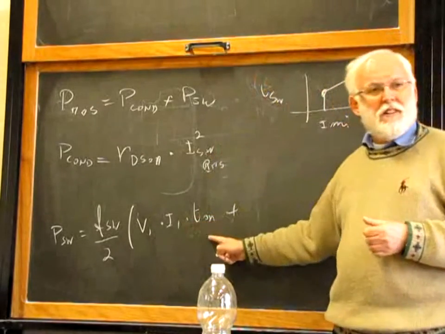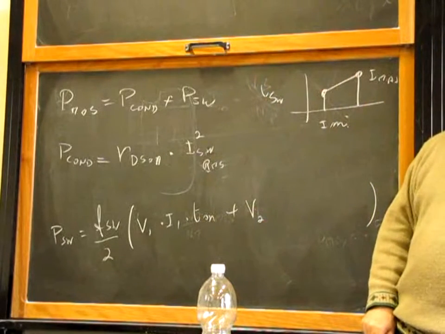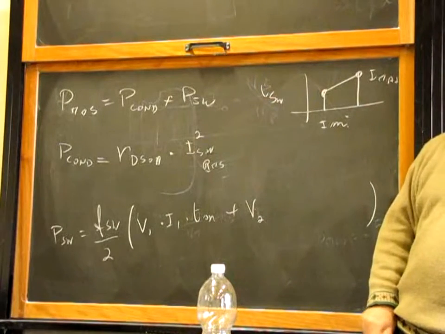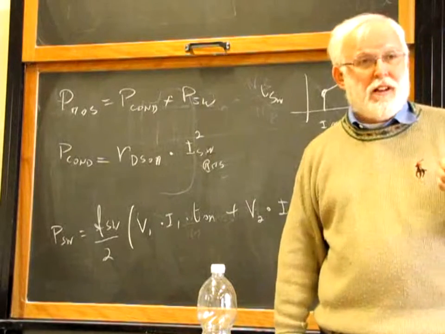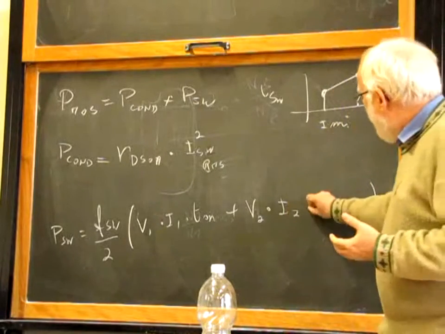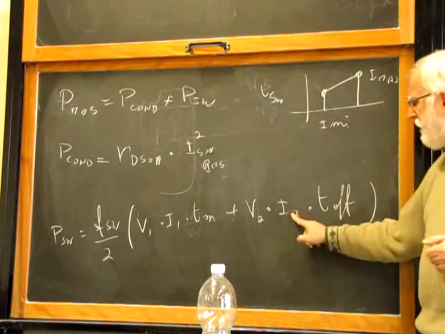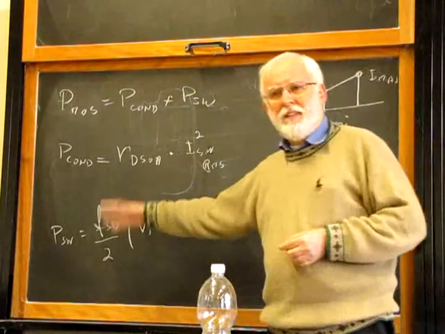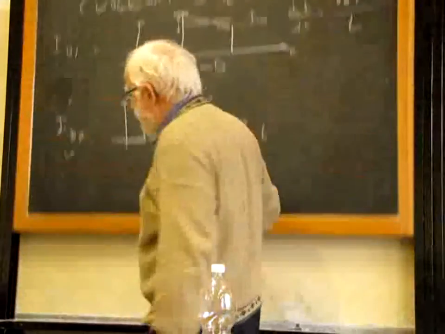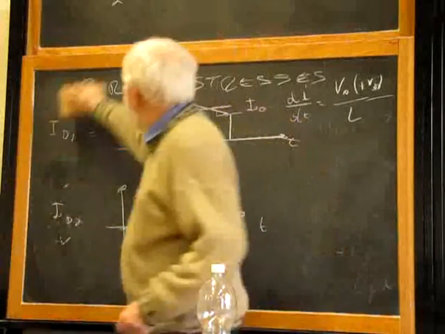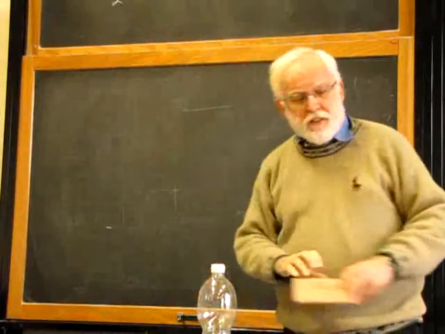Plus the same expression, this time with the voltage we call V2. V2 is the voltage across the switch after we open the switch, multiplied by the current I2 that the switch was carrying before opening it, multiplied by T off. Oh, this is an energy, and this is a power. That's okay. That is a very generic formula. It works all the time.